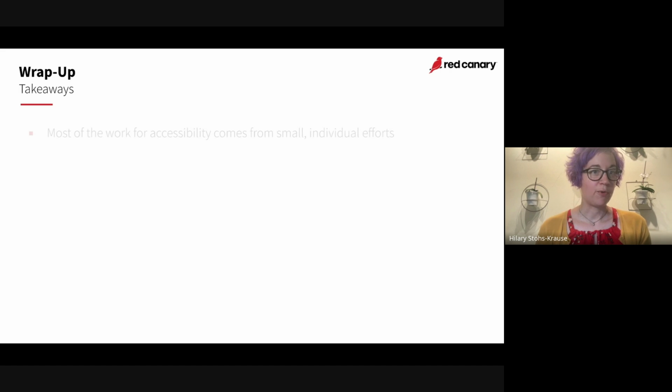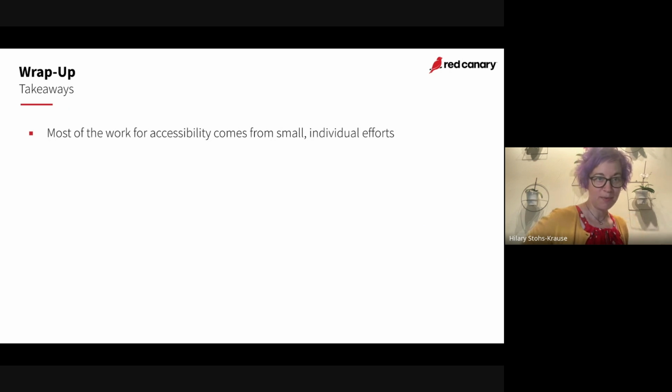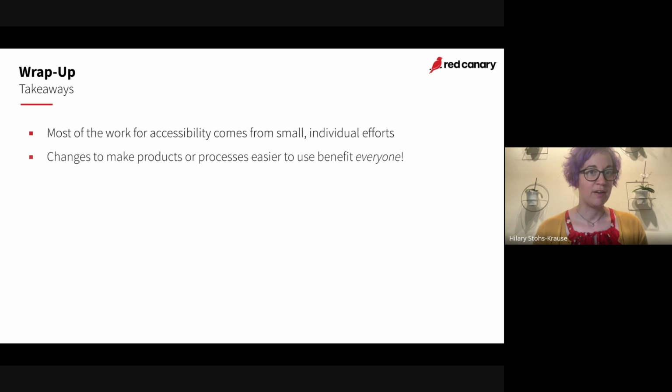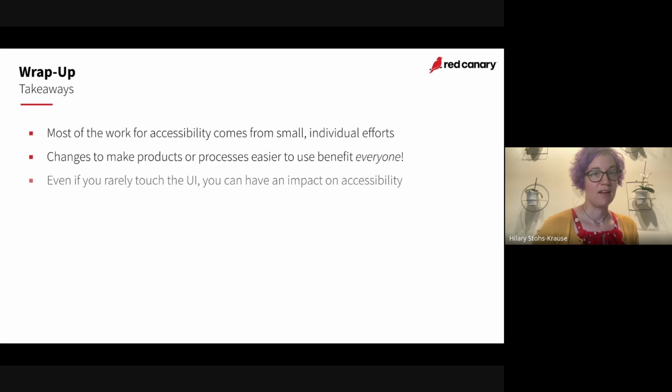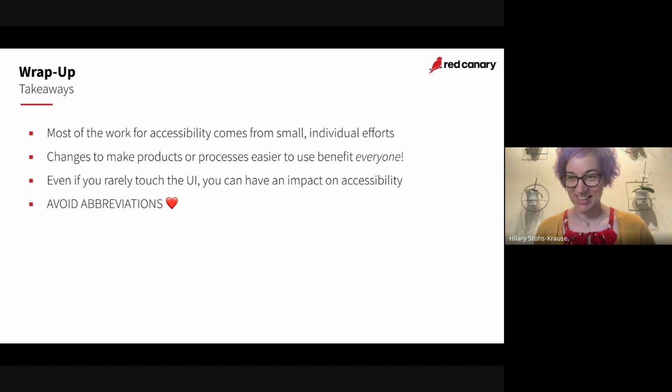All right, so wrap up. Most of the work for accessibility, right, on the back end comes from small individual efforts. We're not talking about some huge overhaul. We're just trying to be more deliberate about the code that we write, the documentation we write, the APIs and specs that we write. Changes to make products or processes easier to use benefit everyone. And this is the big one. Even if you rarely touch the UI, like I know in my current role, I'm hardly ever doing things in the front end, you can still have a big impact on accessibility for your colleagues and your coworkers. And then avoid abbreviations, please.